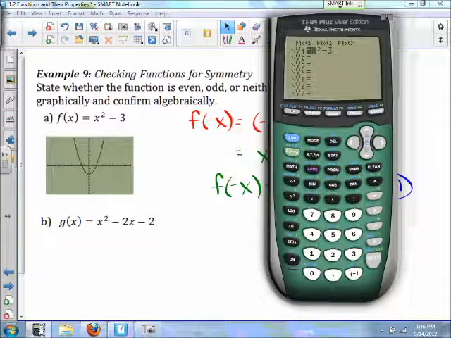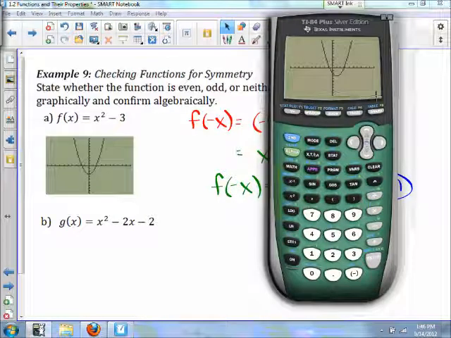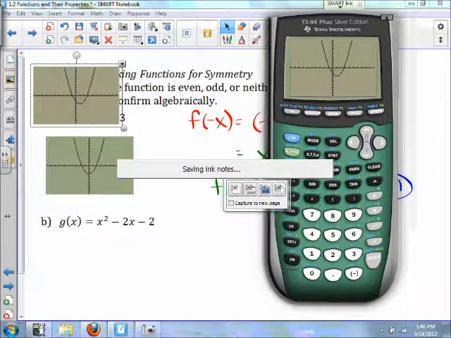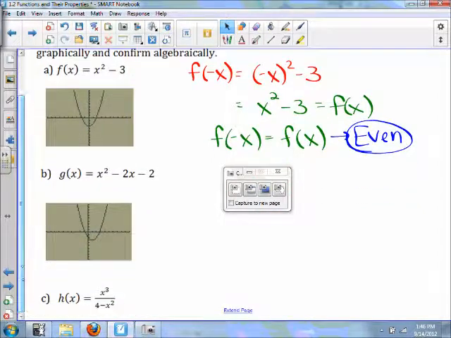Now if we look at B, judging here, it doesn't look like it's symmetric to the x-axis. It doesn't look like it's symmetric to the y-axis. It doesn't look like it's symmetric to the origin, but algebraically we'll still look at it.